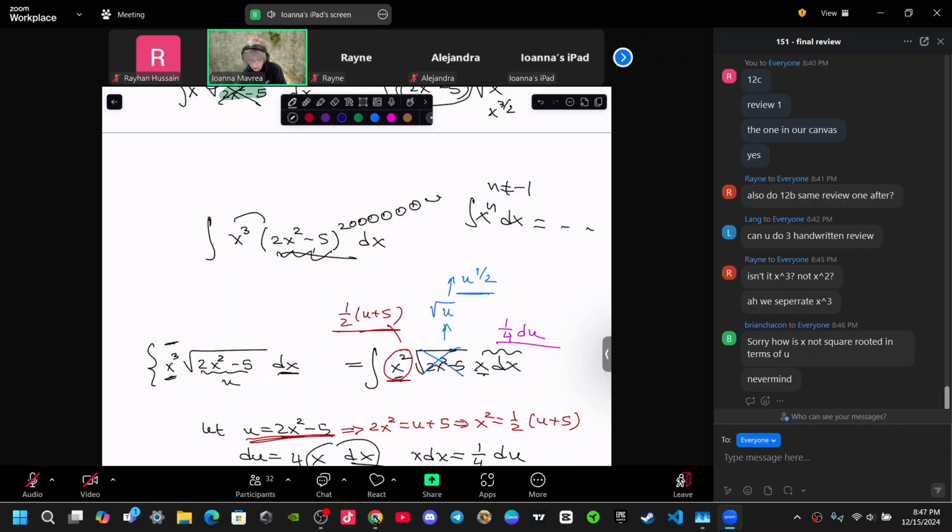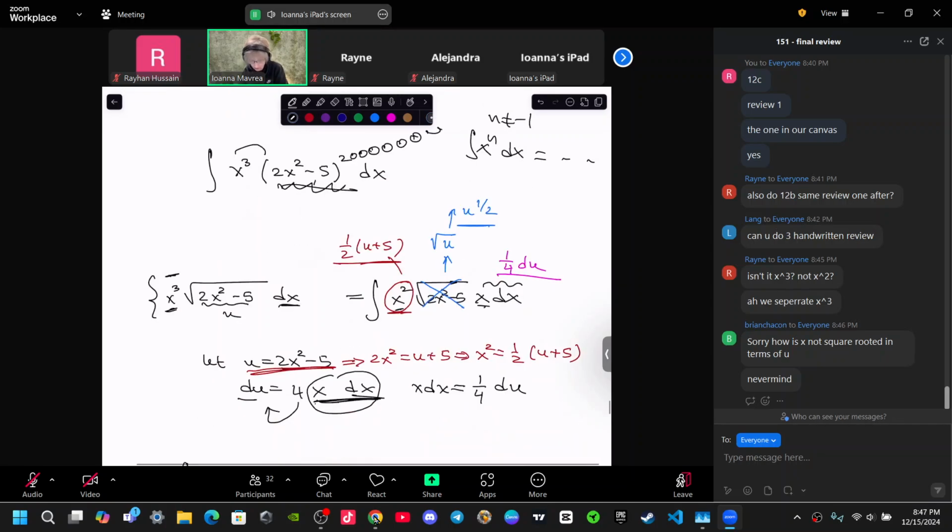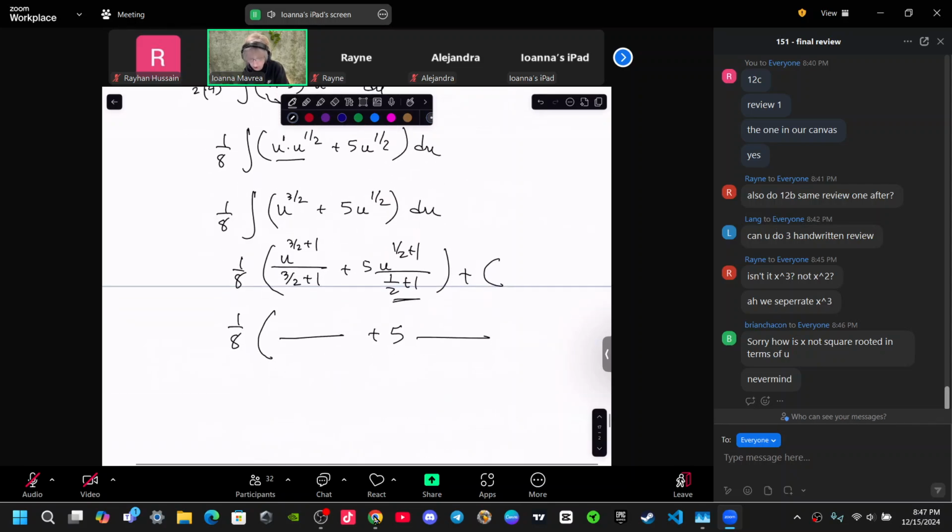So u was, what was u? 2x squared minus 5. So you need to take all the u's and replace them by 2x squared minus 5. So 2x squared minus 5 to the whatever this number is. Again, don't have to simplify. 2x squared minus 5 to whatever that number is, divided by that number, plus c. Okay?